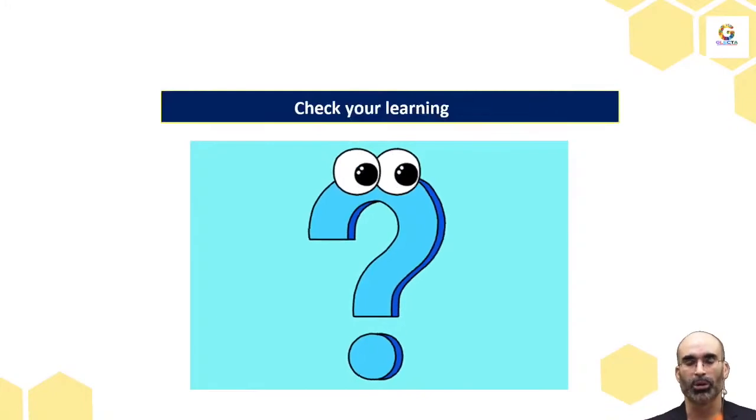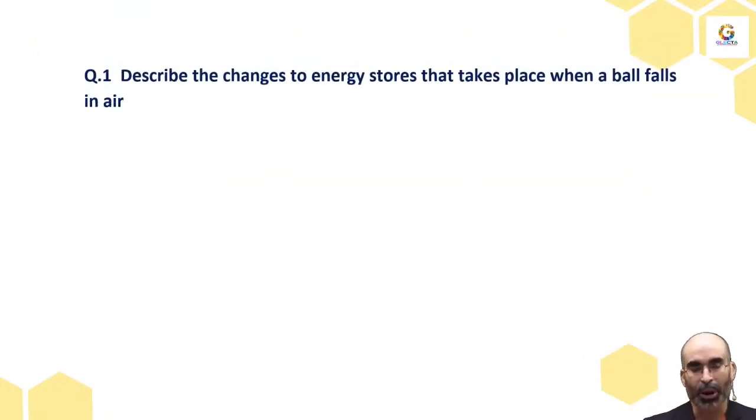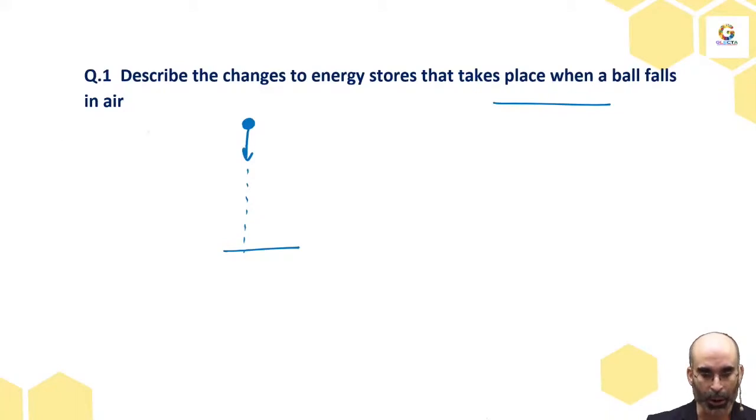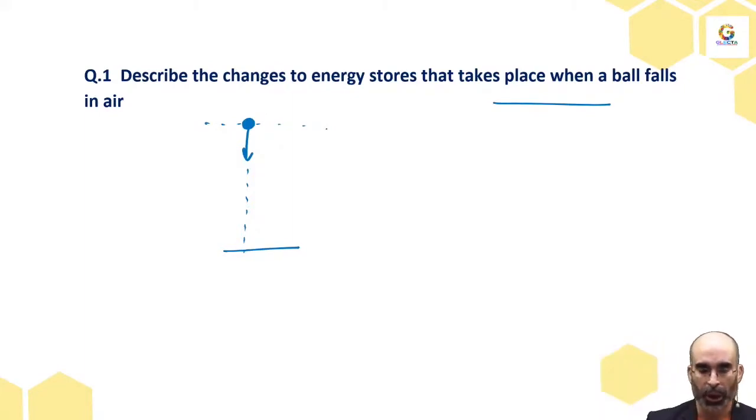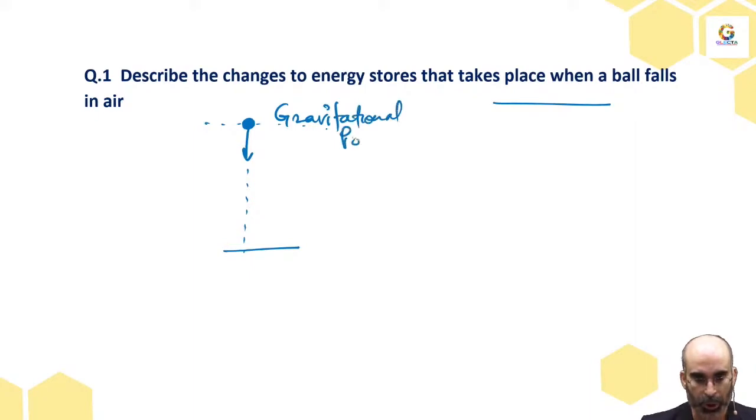Now, check your learning. The first question is: describe the changes to the energy stores that take place when a ball falls in the air. Try to understand this. It is falling down. What kind of energy store is changing? Right now, suppose it is at rest, not moving. It has no speed, no kinetic energy. So it has only gravitational potential energy.